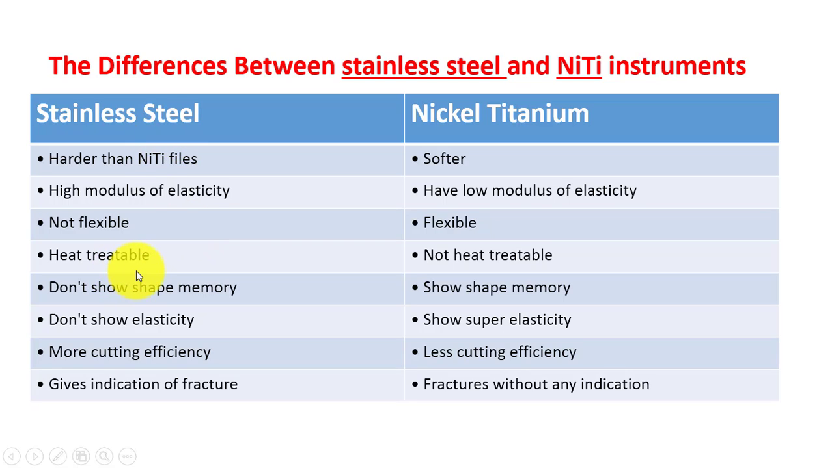Stainless steel is heat treatable. It means you can use it again and again, but nickel titanium is not heat treatable. Stainless steel, unlike nickel titanium, does not show shape memory, but nickel titanium does. Stainless steel does not show elasticity, but nickel titanium shows super elasticity. Stainless steel's cutting efficiency is great, but unfortunately nickel titanium has less cutting efficiency.